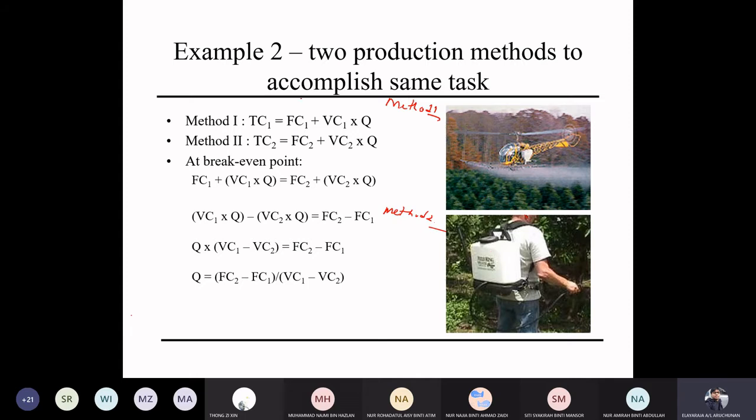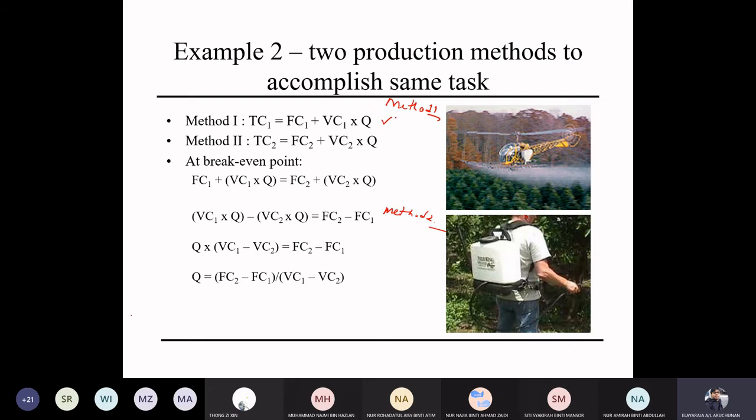So for method one, the total cost is given. You see, the 1 represents method one. Remember, guys, the total cost 1 equals fixed cost 1 plus variable cost 1 times the quantity. The quantity stands for the number of plants or trees being sprayed. So this is the formula for the method one total cost.